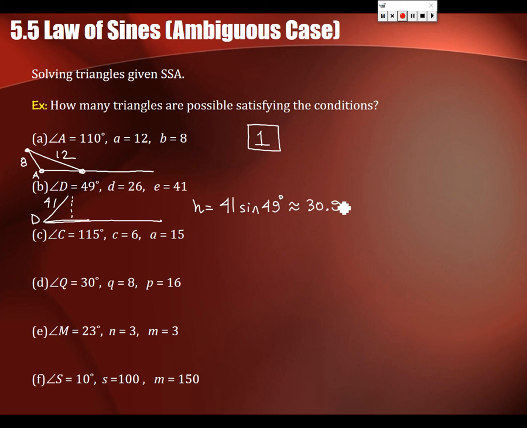So what do you think here? Is it going to work? 26 is the length of the side we need to put in. Does it meet the minimum required distance? No. That's greater than 26. So there's no triangle here.